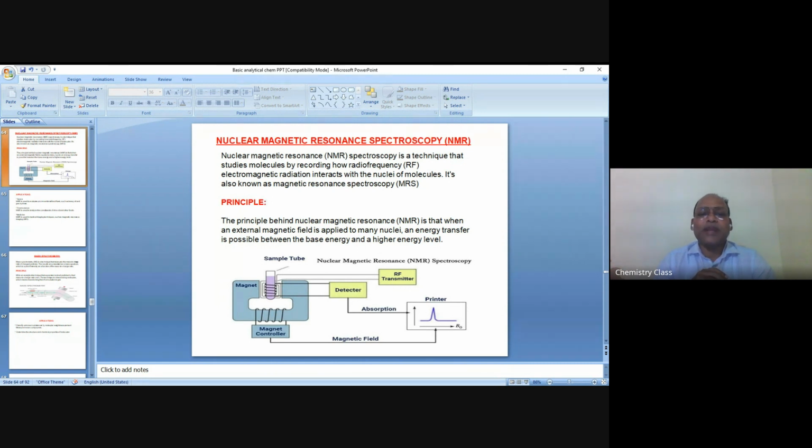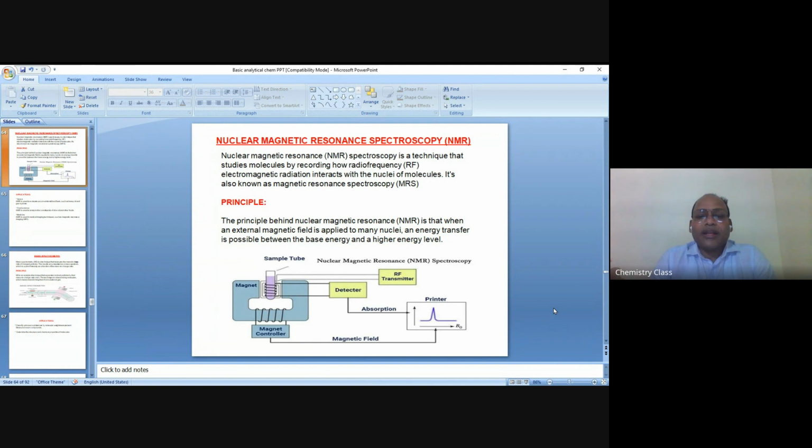The principle behind nuclear magnetic resonance is that when an external magnetic field is applied to many nuclei, an energy transfer is possible between the base energy and a higher energy level. If you check this particular picture, you can understand that.